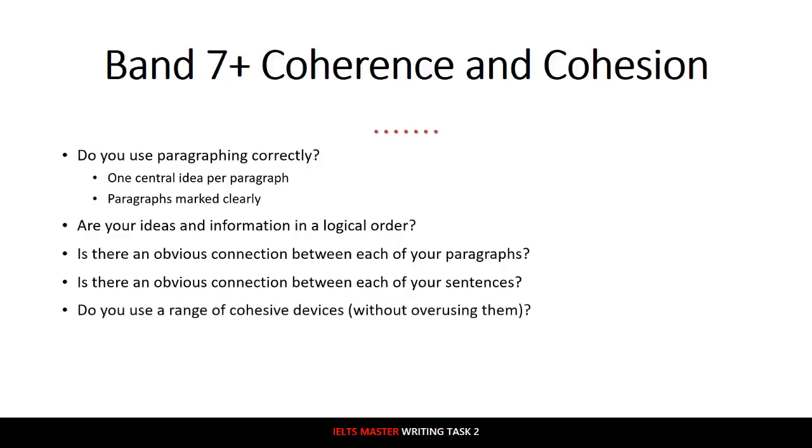You can also make your connections more obvious by using a range of cohesive devices. For example, linking words, however, nonetheless, in addition, or referencing this or that. Just make sure that you don't use too many cohesive devices. You don't need however or in addition every single sentence. Sometimes, especially in the beginning of paragraphs, it's common not to have a linking word. But include them when you need them, when it makes it clear what the connection between the sentences are.